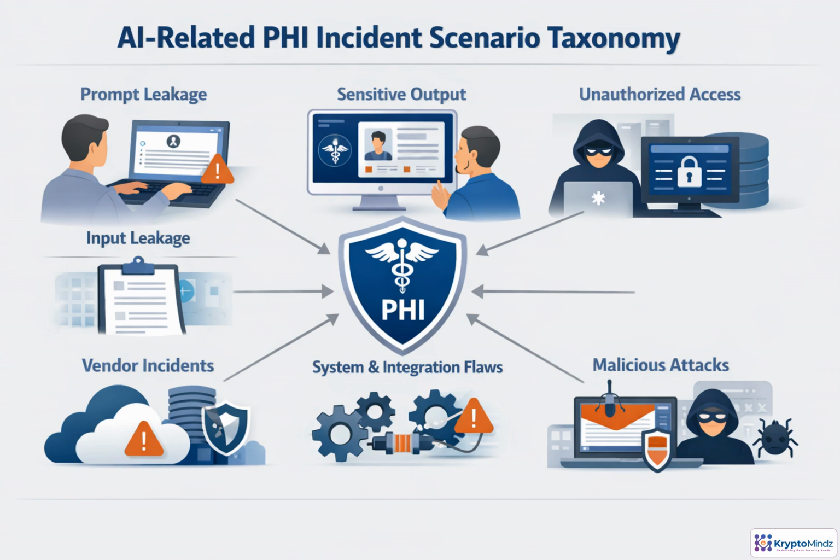A practical response starts by classifying the scenario. Did PHI enter the AI system through a prompt, file, or integration? Did it come back out in an unsafe response? Was the issue caused by access control, vendor processing, system design, or a deliberate attack? This taxonomy matters because each path has different evidence sources, containment steps, notification triggers, and owners. Classification turns confusion into a repeatable workflow.